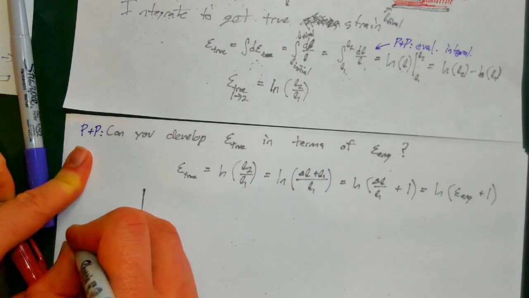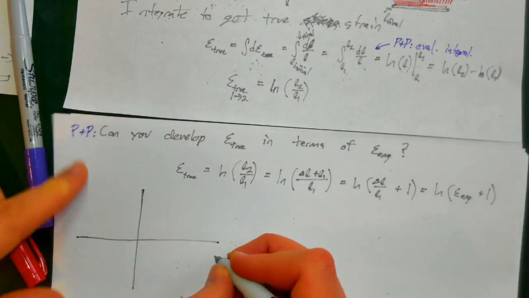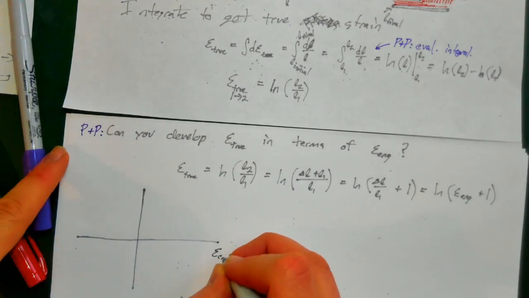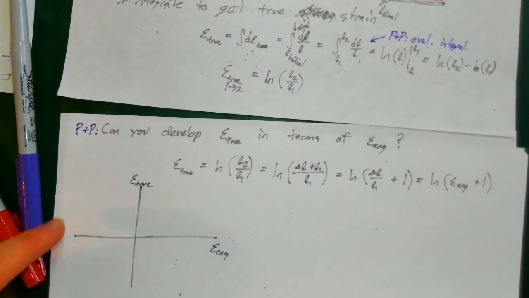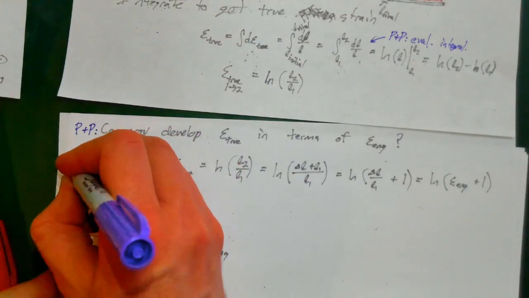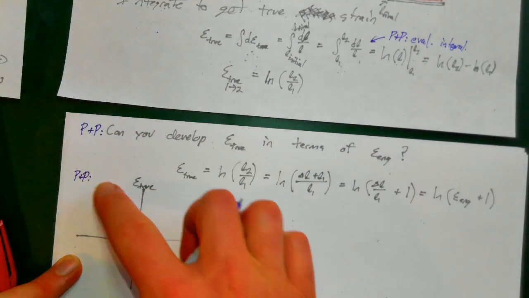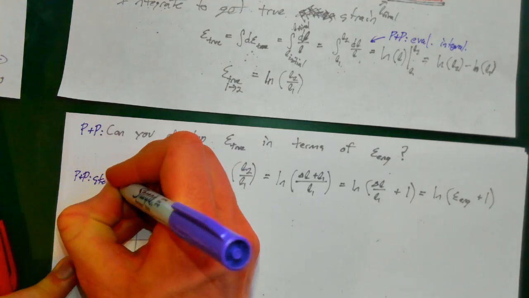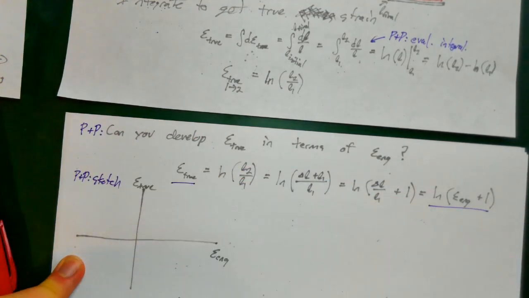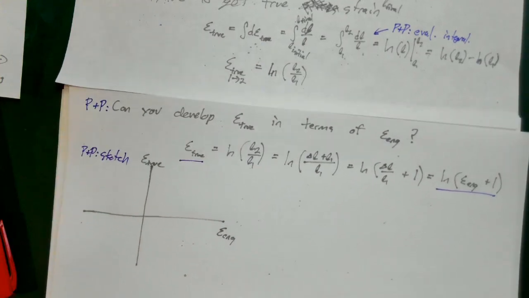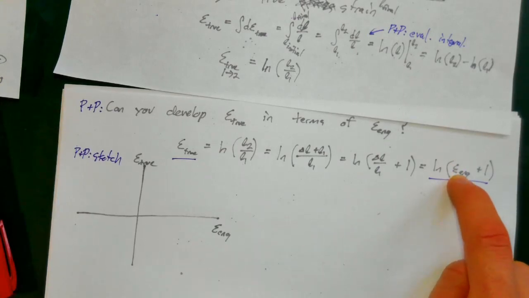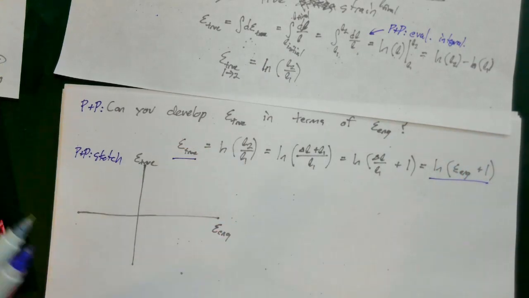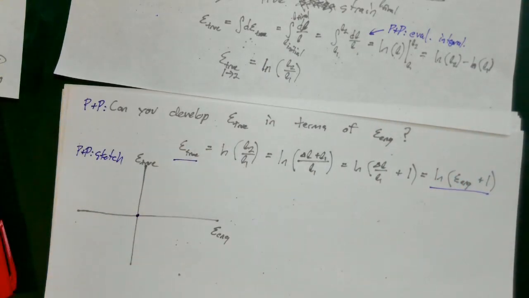So what does that mean? Well, if you wanted to plot what one looks like compared to the other, let's put engineering strain on the x-axis and true strain on the y-axis. Take a moment now, pause and ponder what the sketch of that relationship looks like. All right, hopefully you've had a chance. When engineering strain is 0, natural log of 1 is 0, so true strain is 0. That's good.